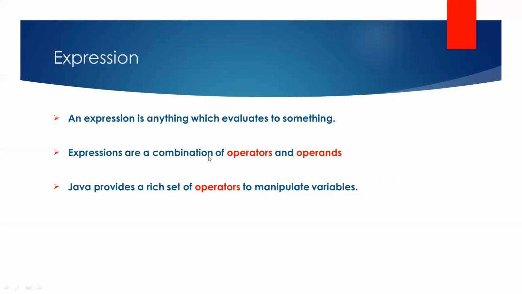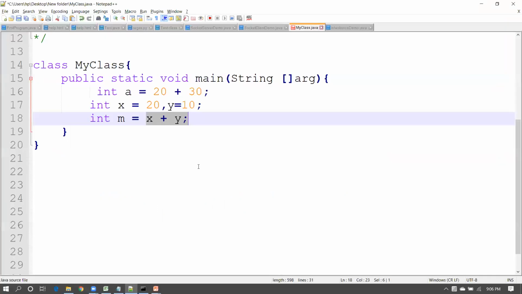Okay. So what is an operator and what is an operand? Java provides a rich set of operators to manipulate the variables. So in this case, this is called the operand and this is called the operator. So in a single statement, if anyone asks what is an operator, the simple answer is operators are the symbols in programming. As you can see, the plus is a symbol that operates on x and y to perform the addition.